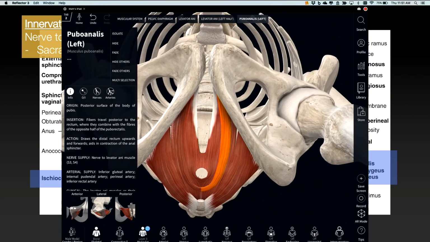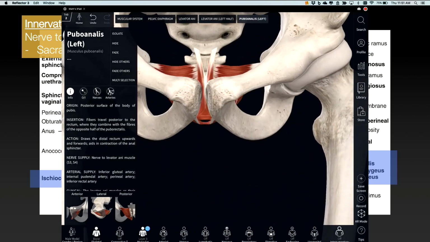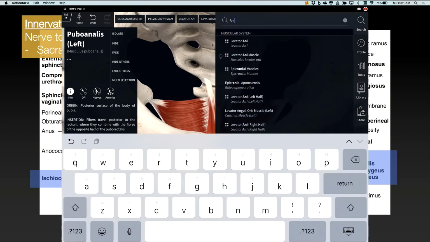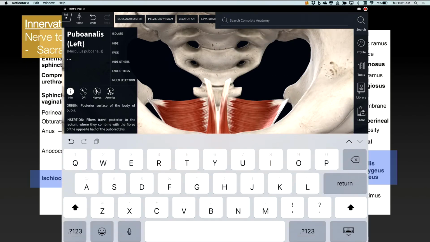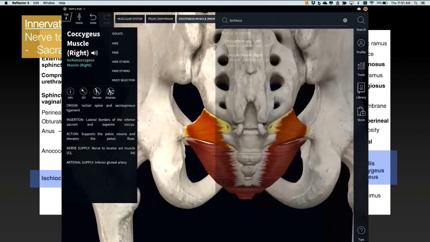So this is the odd muscle out, puborectalis or puboanalis. Not so much a role in maintaining the pelvic floor, but in helping to regulate the activity of the anal sphincter. Now, while we're here, I want to show you the orientation of ischiococcygeus. Let's do right and left.